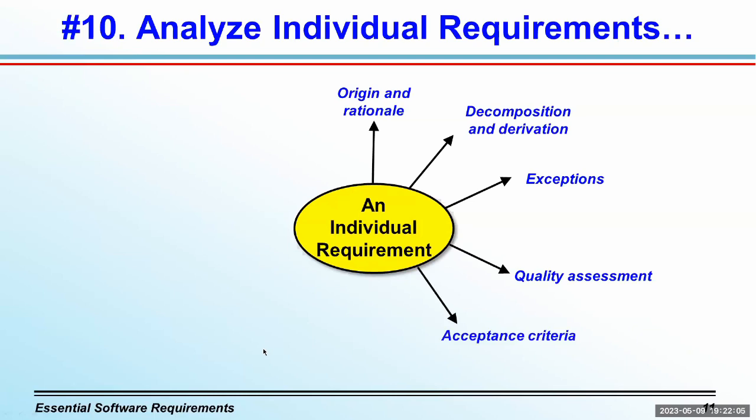Consider how someone could judge whether the requirement was correctly implemented and ready for use. It's acceptance criteria. People often make unstated assumptions regarding requirements, and conflicting or obsolete assumptions can cause problems later on.